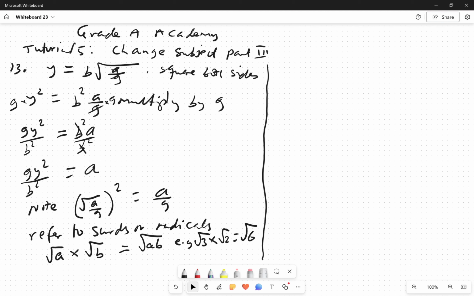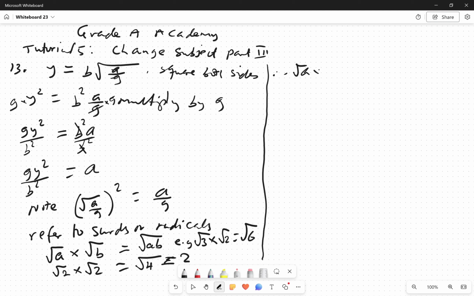Following that, if I have a square root of 2 times square root of 2, then I'm going to have the square root of 2 times 2, which is 4. And the square root of 4 is 2. That is the reason why. So you see that square root of 8 times square root of 8 works the same way.